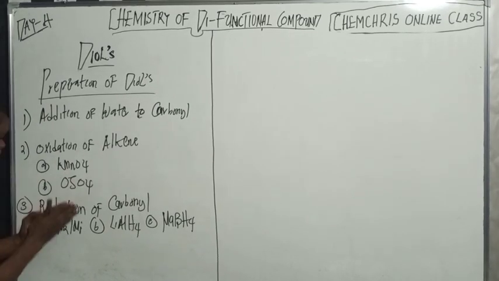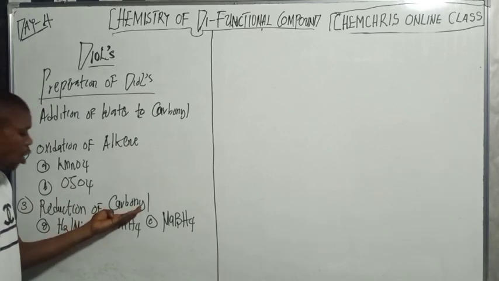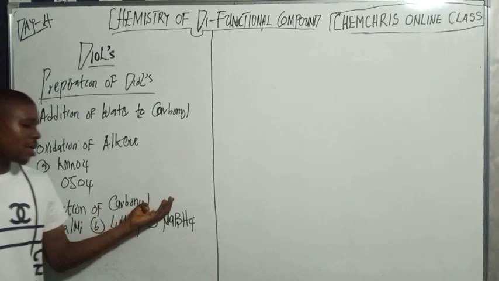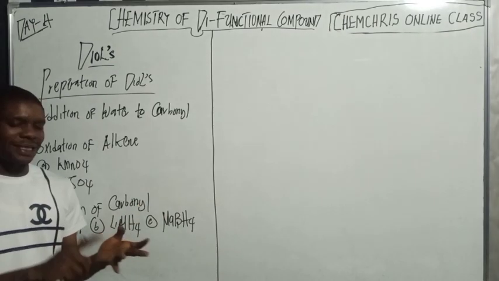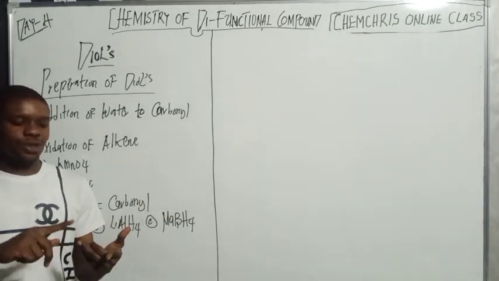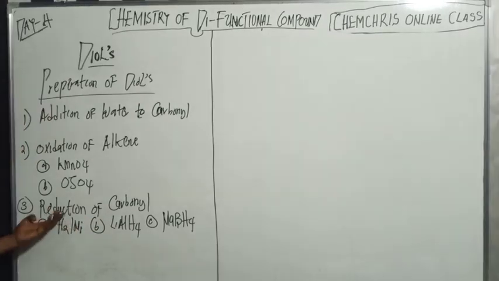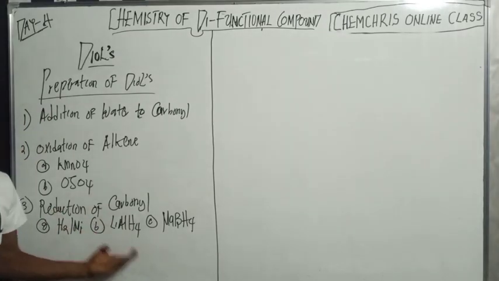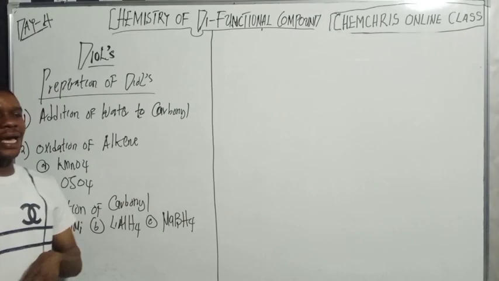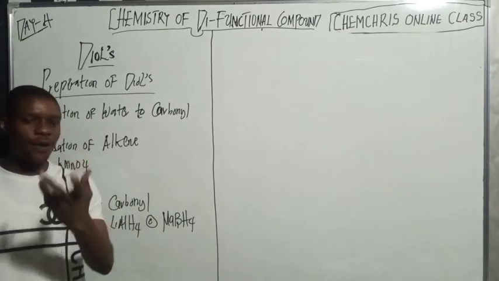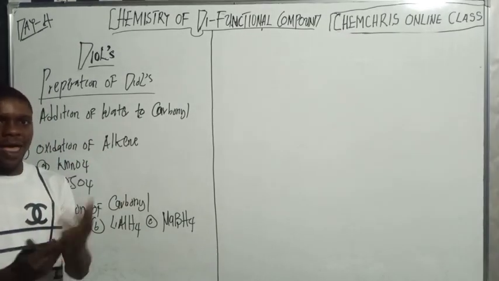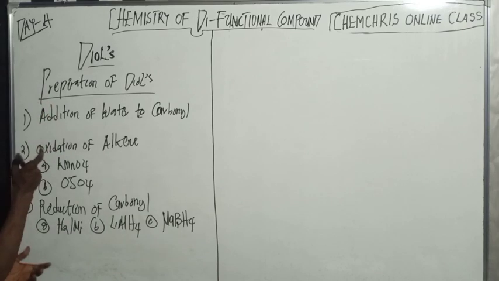I want to explain more. Then we have reduction of the carbonyl. The carbonyls we are going to look at here are the aldehyde, the ketone, the carboxylic acid, and the esters. Do you understand? Remember, the goal here is to produce a diol. There are two OH groups at the end of the reaction. So let's look at the first one here.